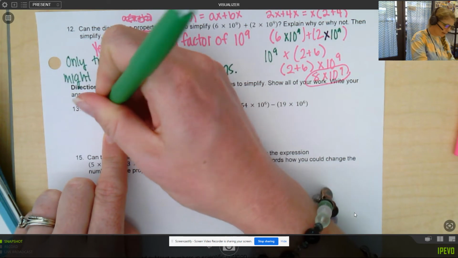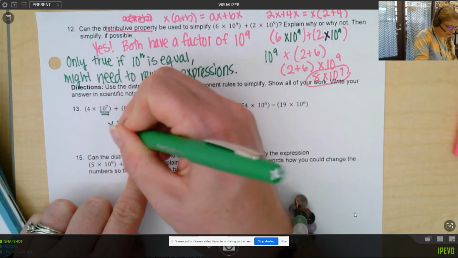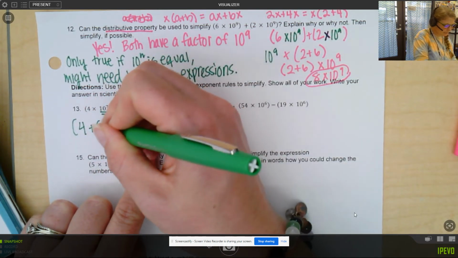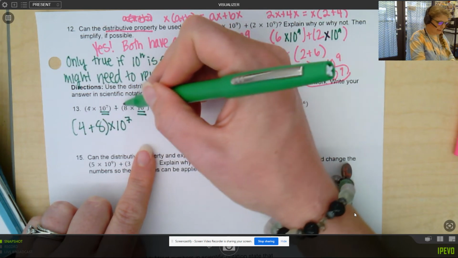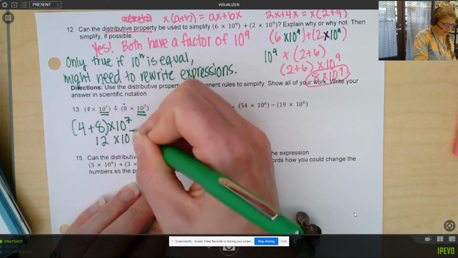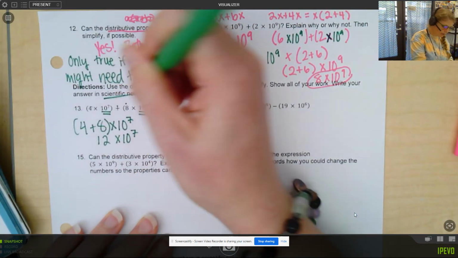So here, notice we have the same order of magnitude, 10 to the 7th. So I'm going to factor out a 10 to the 7th, and what's left inside is 4 plus 8, because we had the 4 and then the plus and then the 8. And 4 plus 8 is 12, so I have 12 times 10 to the 7th. Oh no, it's not written in scientific notation.